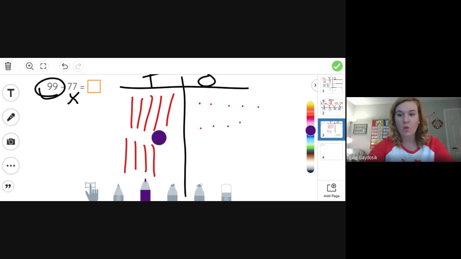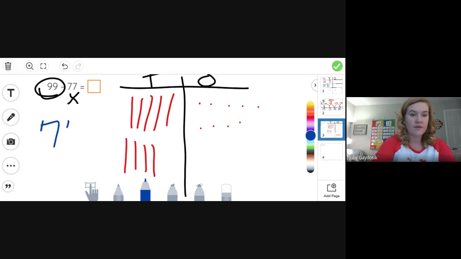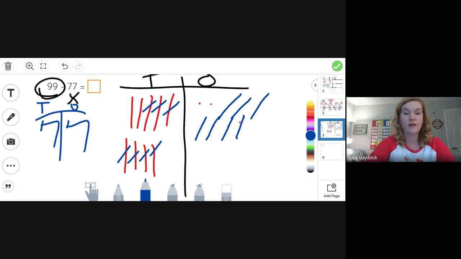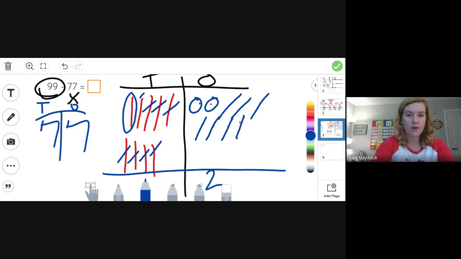Now I'm going to take away 77. In the number 77, I'm going to take away 7 ones. 1, 2, 3, 4, 5, 6, 7. And then I'm going to take away 7 tens. 1, 2, 3, 4, 5, 6, 7. So now I'm left with 2 ones and 2 tens. So 99 minus 77 is 22.